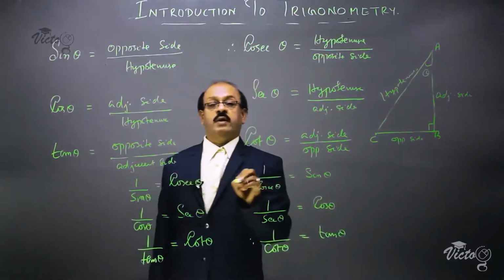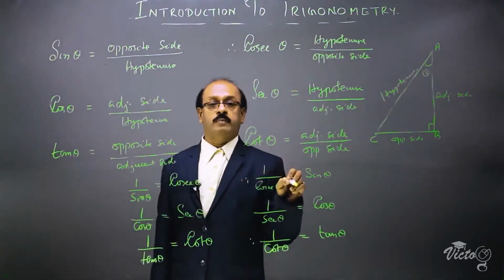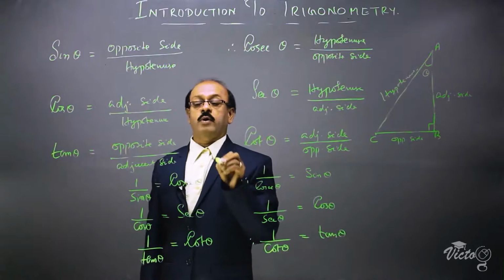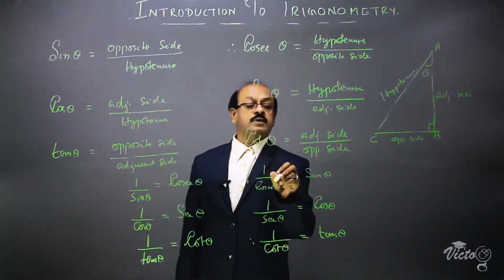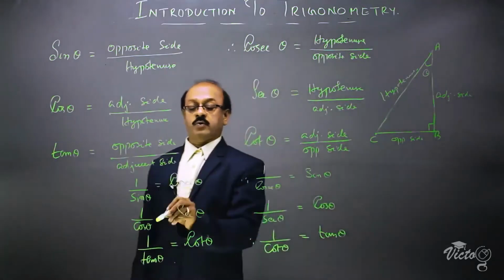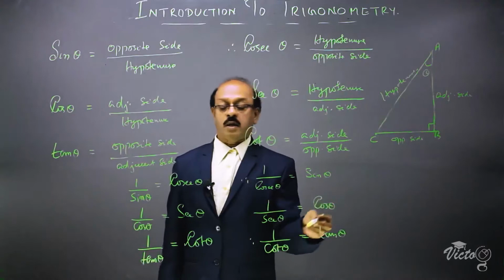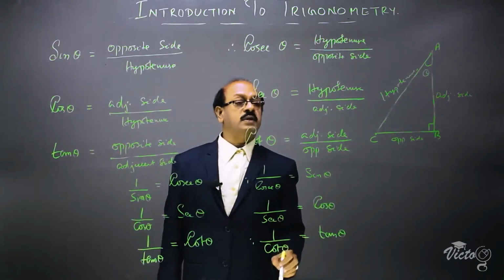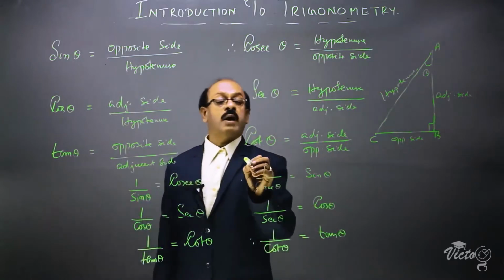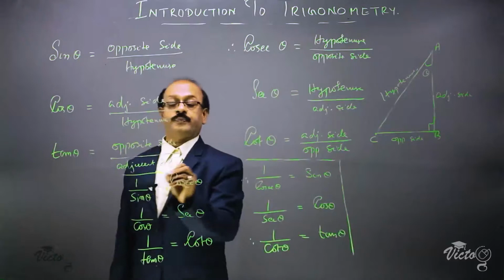Now, this is very, very important. We are always using these formulas when doing problems, so be very careful by studying this. 1 by sin theta is equal to cosec theta. 1 by cosec theta is equal to sin theta. 1 by cos theta is equal to sec theta. 1 by sec theta is equal to cos theta. And 1 by tan theta is equal to cot theta. 1 by cot theta is equal to tan theta. We have to learn these relations by heart for doing problems.